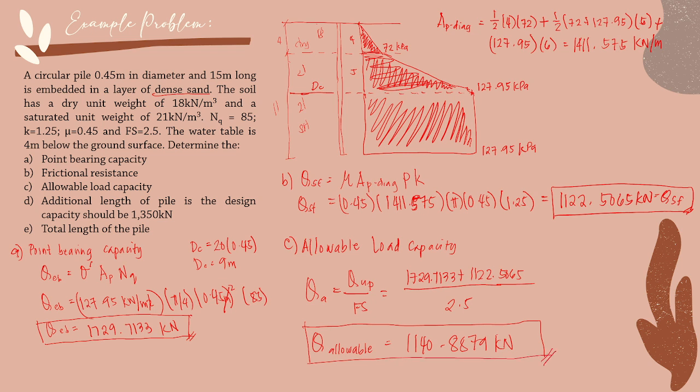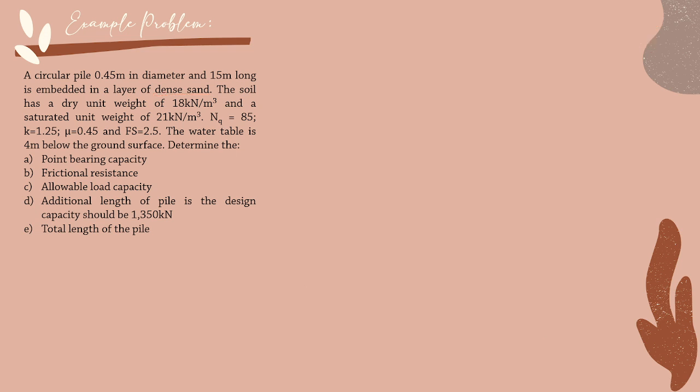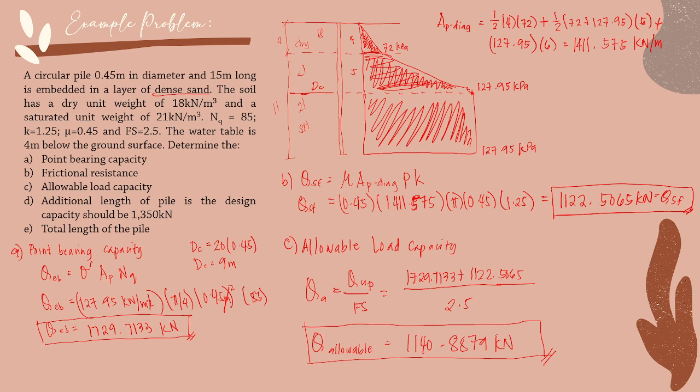So for the last part, continue na natin sa next slide yung last two questions. Kapag daw in-increase natin yung capacity ng pile to 1,350 kilonewton, ilan daw yung length na kailangan nating idagdag dun sa pile. So, kung mapapansin nyo, the point bearing capacity, mare-retain na natin to. Kasi kahit naman habaan natin yung pile, same lang yung kanyang end bearing capacity. No? Kasi yan.